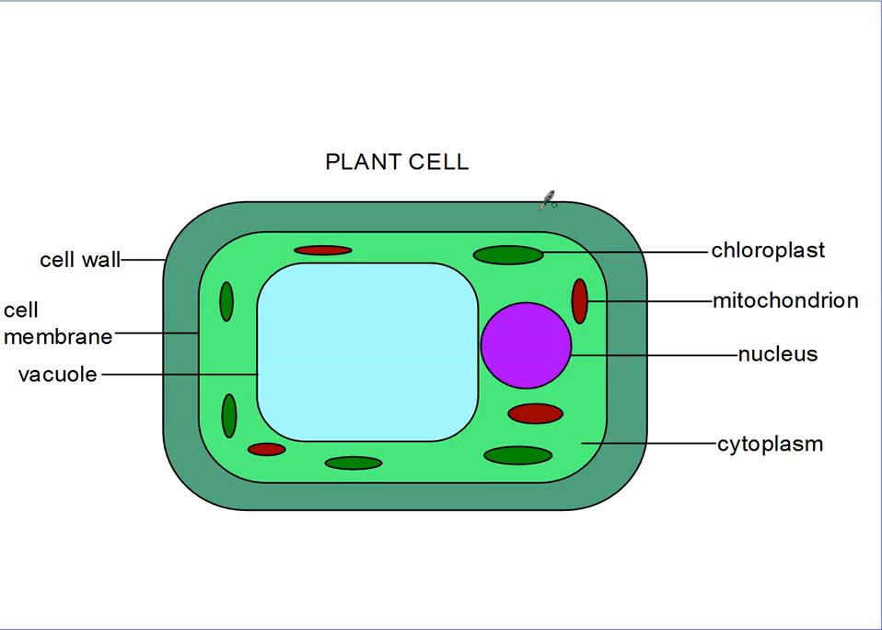So the outermost structure is the cell wall. The inner layer is the cell membrane. Then we come to the cytoplasm, which is fluid or jelly-like structure inside the cell. We come to the large and central vacuole, mitochondria, chloroplast, and lastly, the brain of the cell, which is the nucleus.